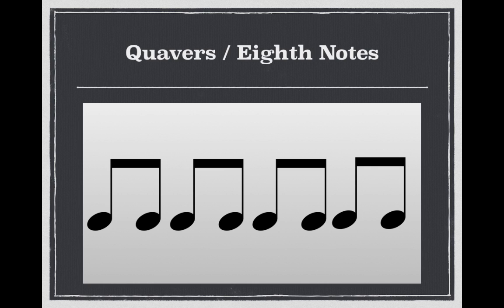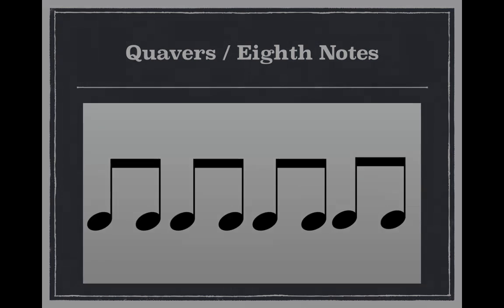If we had the following rhythm of four quavers followed by two crotchets, or four eighth notes followed by two quarter notes, it would sound like this. One and one and one, one.